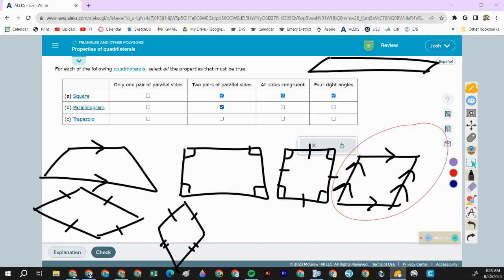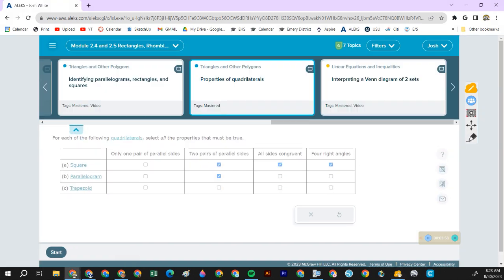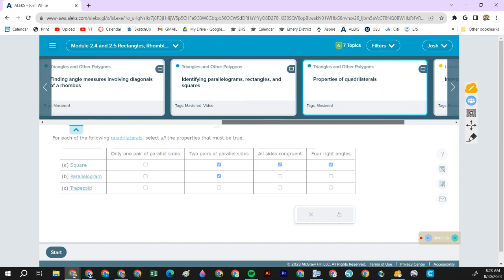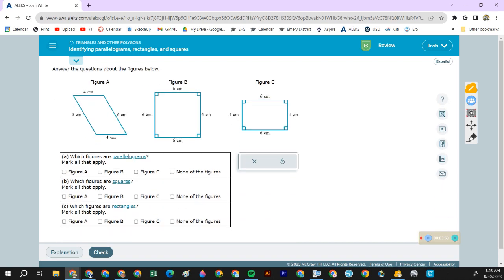And then a trapezoid, only one pair of parallel sides. Yes. Are all sides congruent on a trapezoid? No. And 4 right angles? No. Okay.